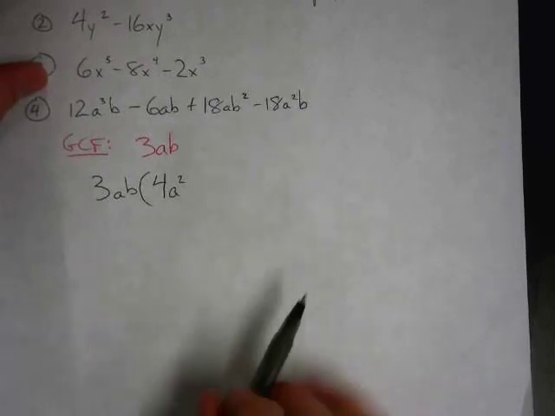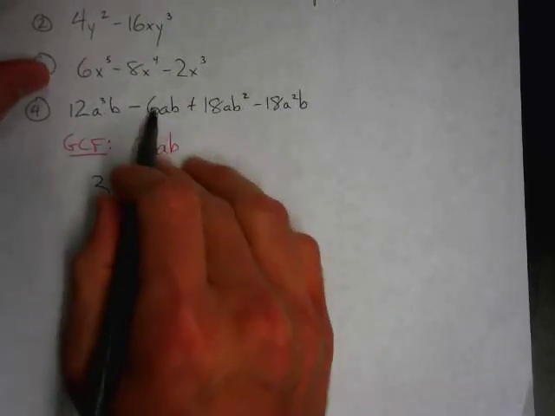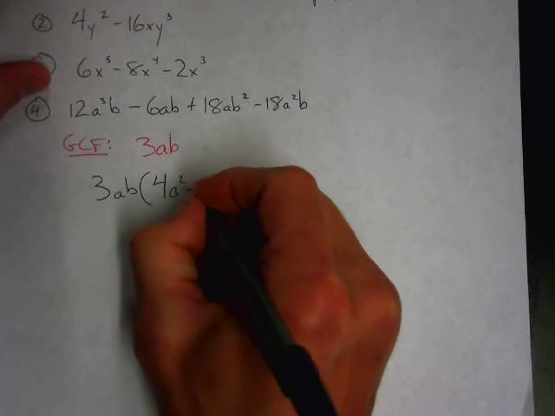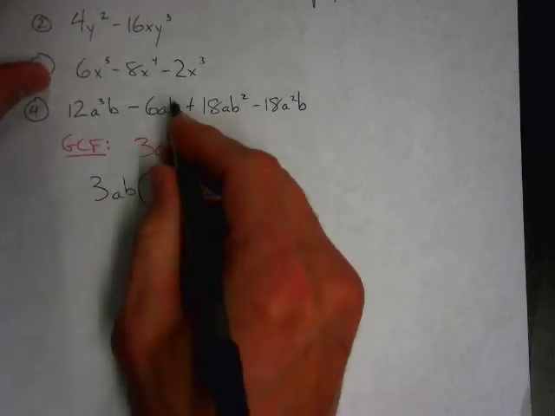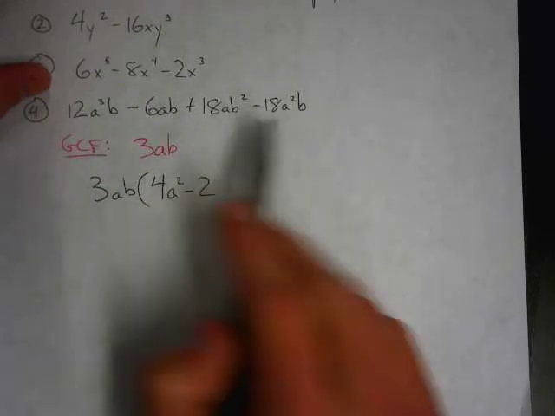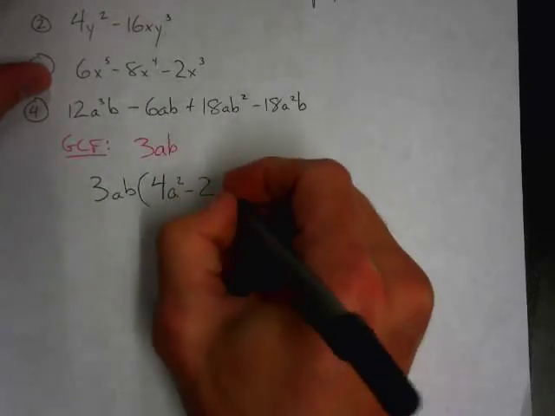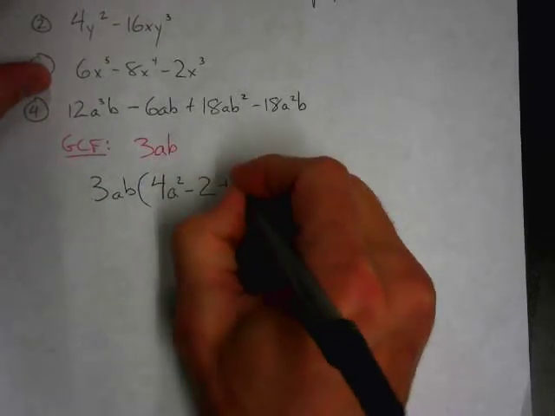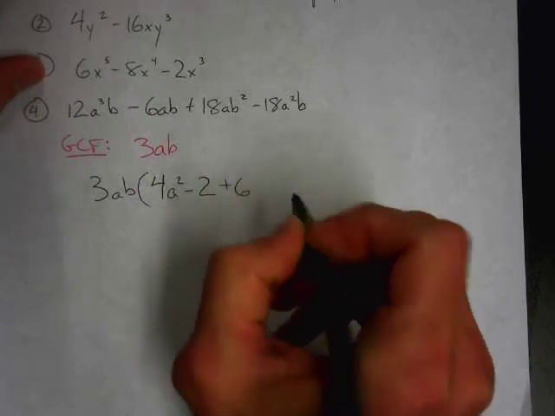And now we have our second term. 6 divided by 3 is 2. The a's cancel and the b's cancel, so we're done with that. Moving on to the third. So now we have 18 divided by 3 is 6. So we have a plus 6.